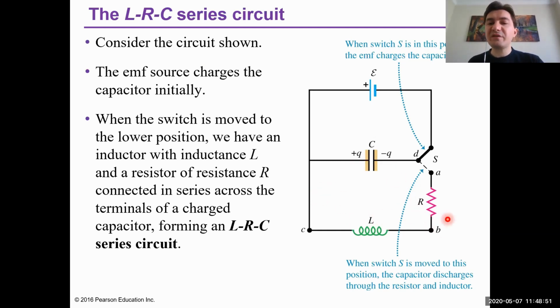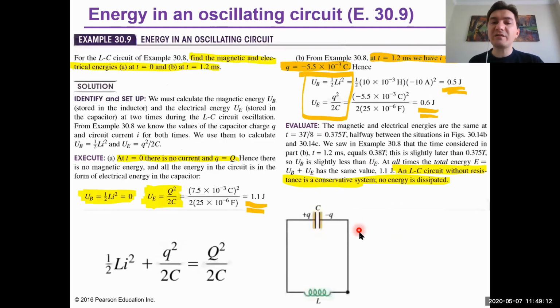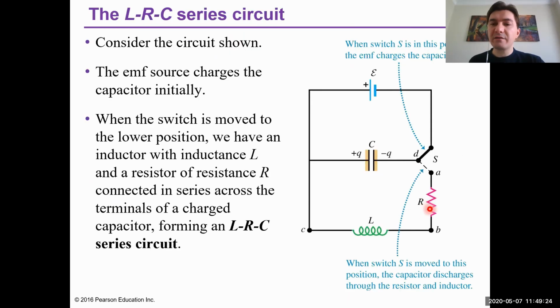So if there is no resistor in the circuit, or if the resistance of the wires and the resistance of the inductor are zero, then there will be no energy dissipation in this circuit. So there will be oscillation like this, if there is no resistance. But here we have a resistor, then some part of the energy will be dissipated within that resistor. So what about the result?